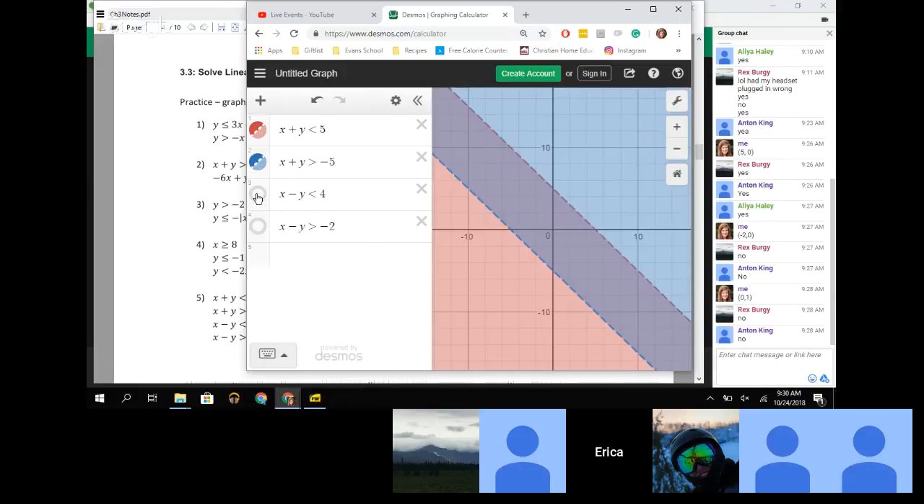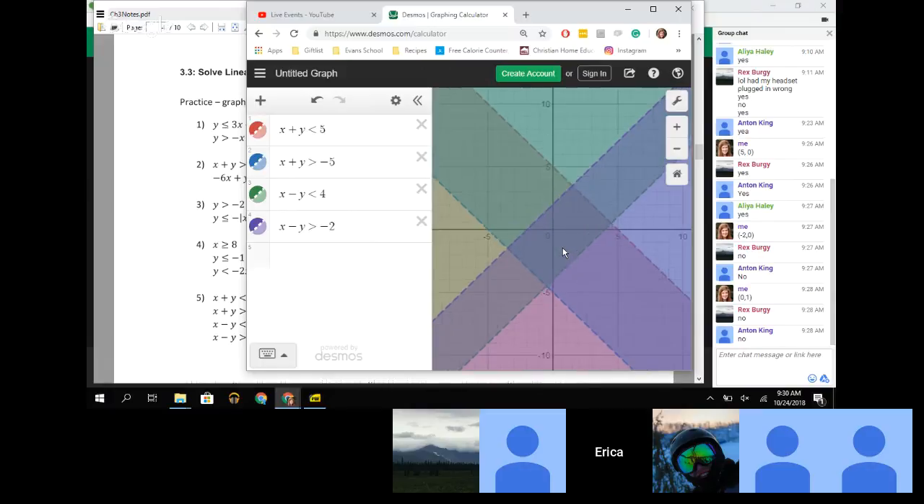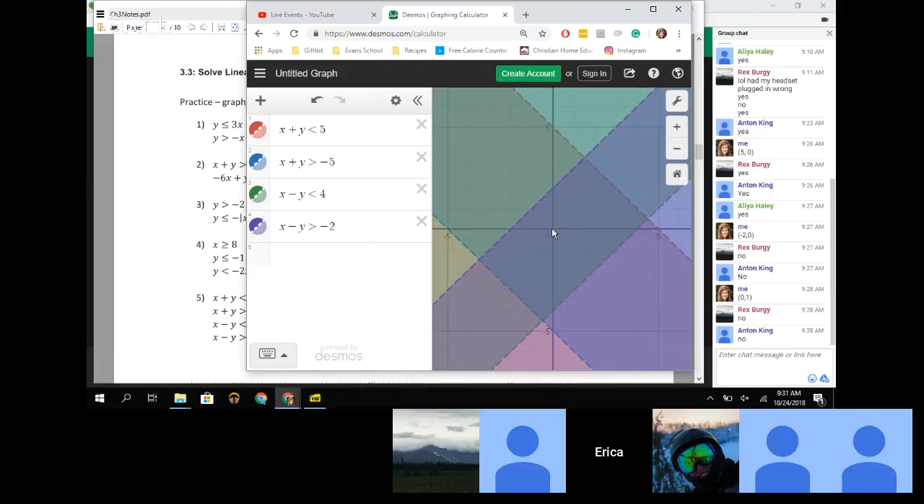Okay, and then I add on x minus y is less than 4. Now I'm down to this rectangle section up here. And then when I add in my fourth inequality, I get a restriction over here. So really, the only solutions that are true for all 4 inequalities exist in this box right here. So 0, 0 is a solution to all of them, right? But if I get out here to 5, 0, no longer a solution.